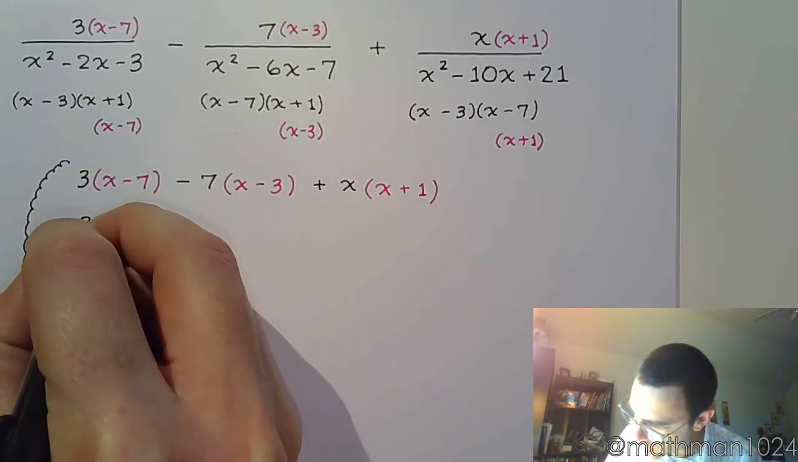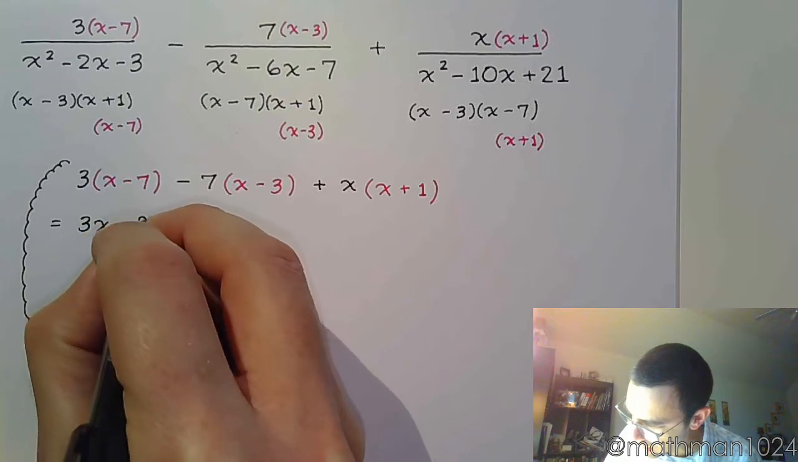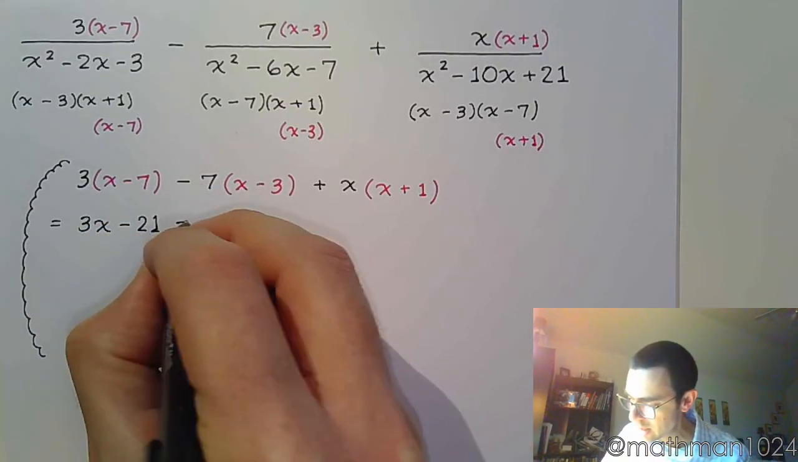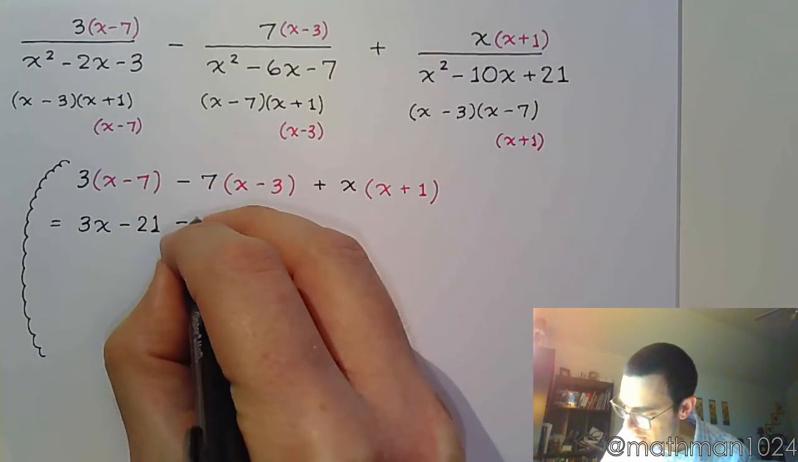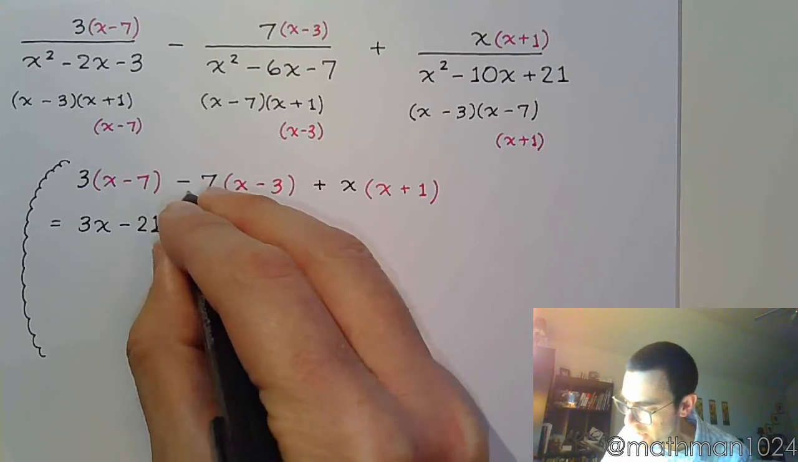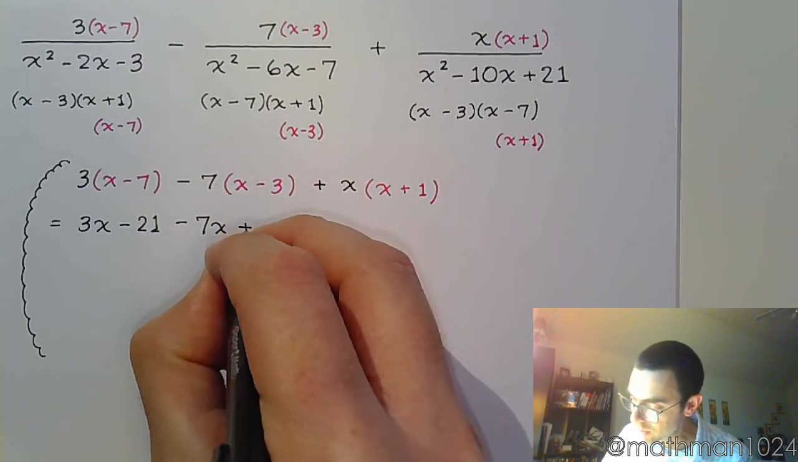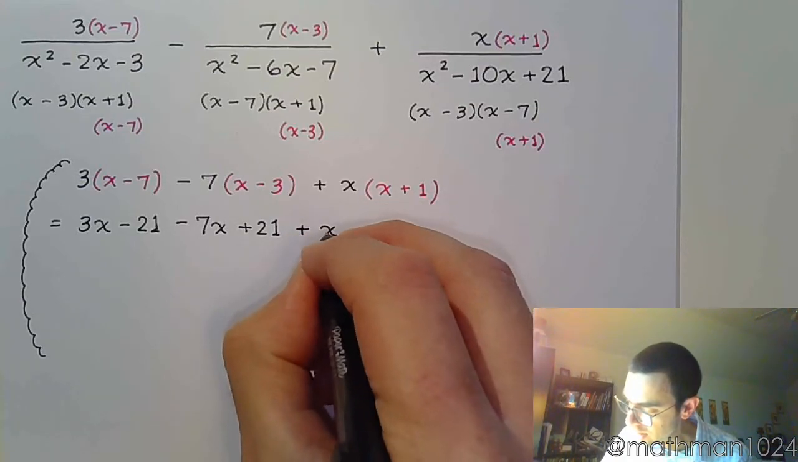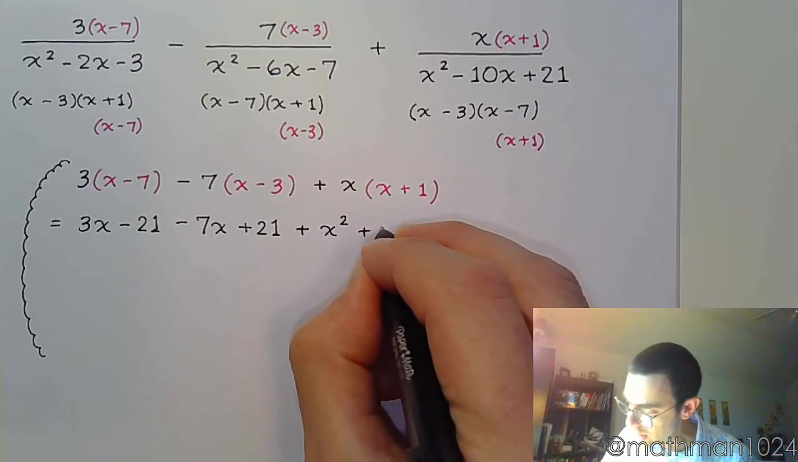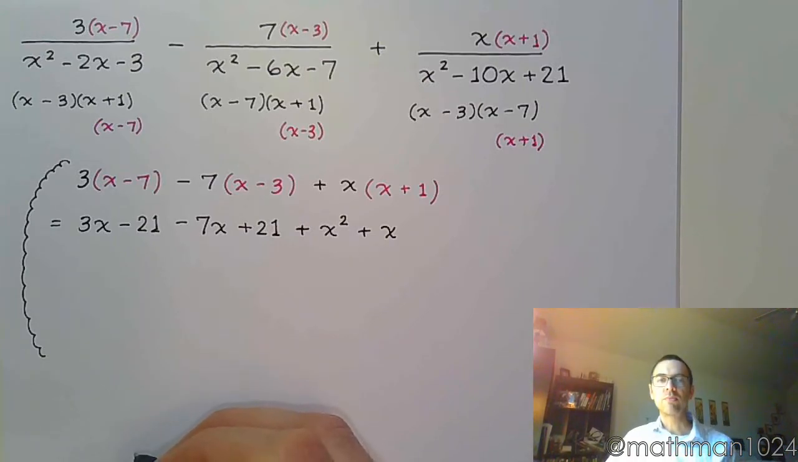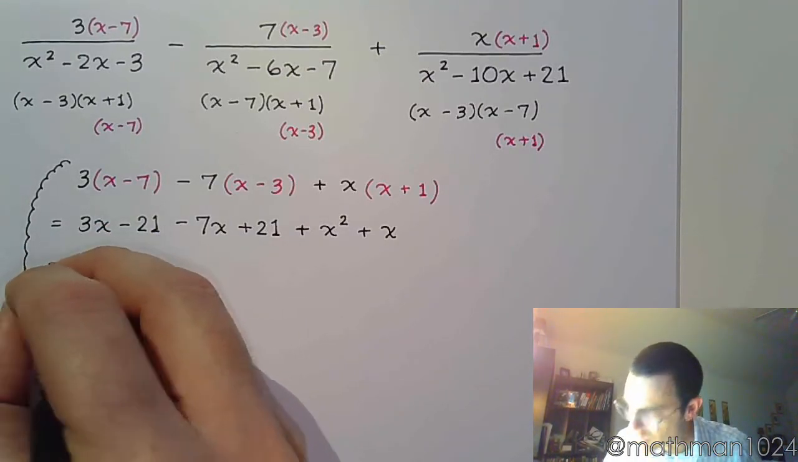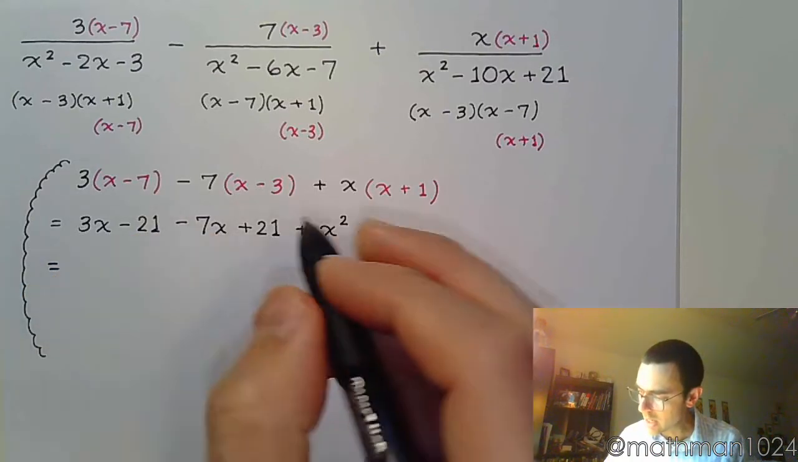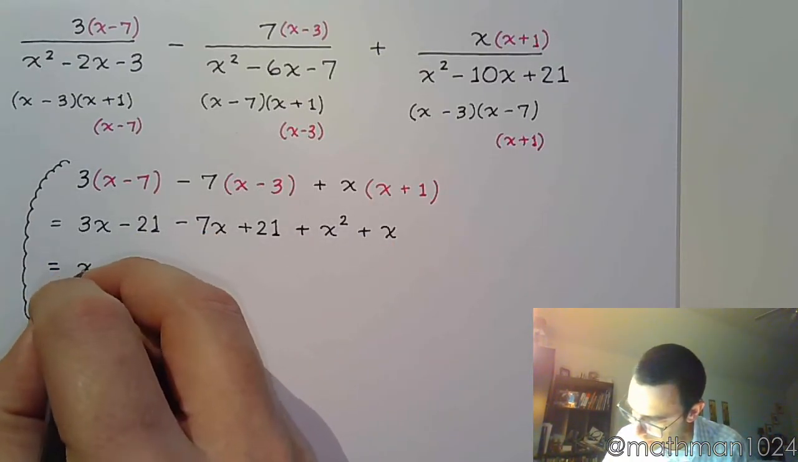All right, so that's 3x minus 21. Distribute the negative 7, so that's negative 7x. Negative 7 times negative 3 is positive 21. And then distribute the x, so that's plus x squared plus x. And now it's just a matter of combining like terms. So let's start with the highest degree term, the x squared, and that's the only guy that I have.